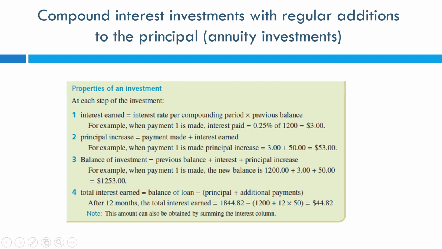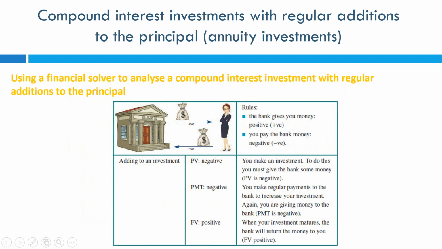Interest earned equals interest rate per compounding period times the previous balance. And you can go through this by yourself. We've done this before. Don't forget that when we're using Financial Solver, I'll show you how to do this on the graphics calculator. Again, we get back to this picture.